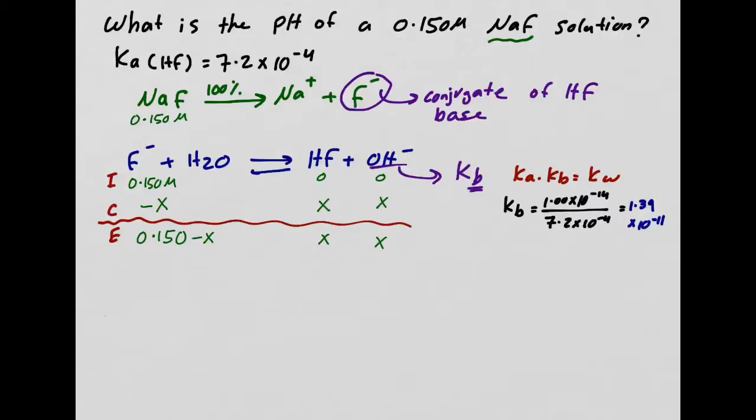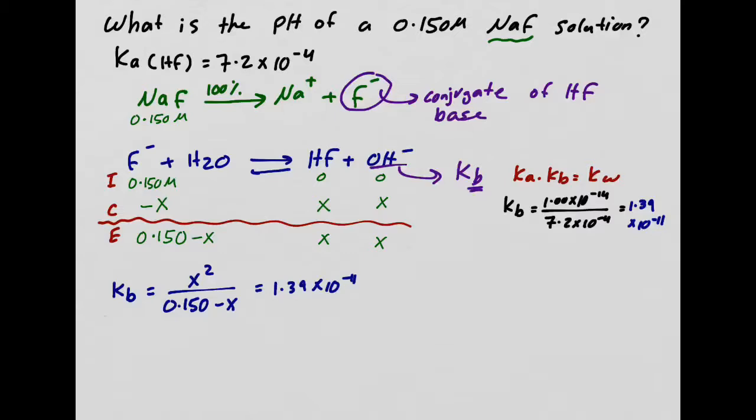Because here I have an equilibrium, so I'm going to set up an equilibrium constant. The Kb is going to equal what? It is going to equal x squared over 0.150 minus x. Okay, because remember again, it is product over reactant. So I have x times x, that will be x squared over 0.150 minus x. Now, the Kb is 1.39 times 10 to the minus 11.